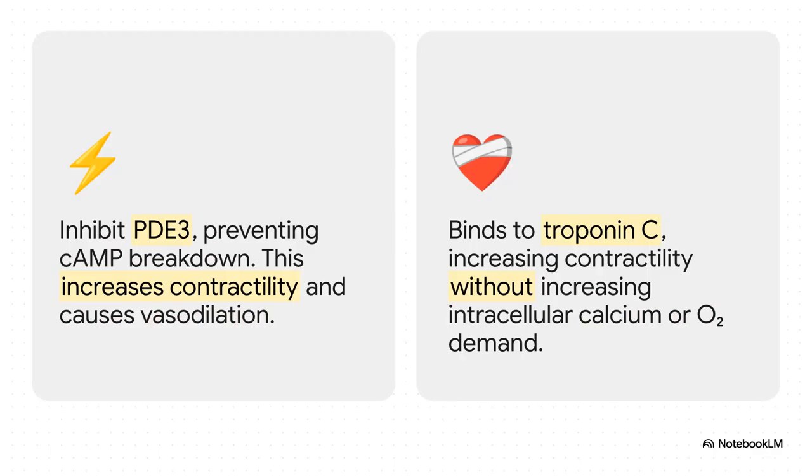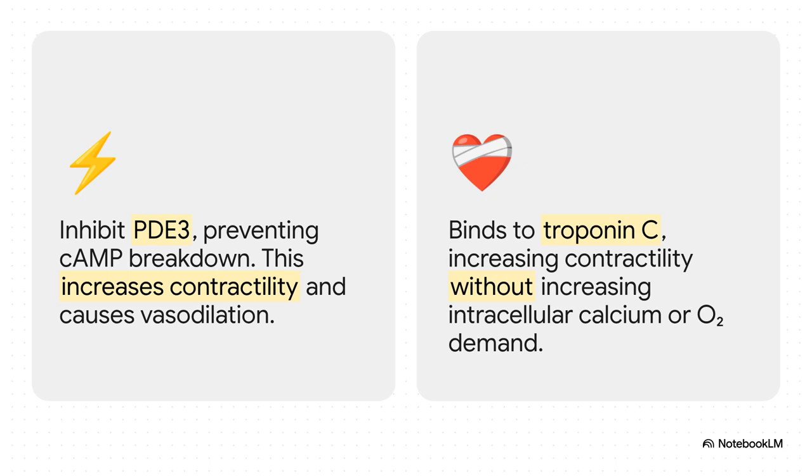So what if you want the heart to pump harder, but you also want to relax the blood vessels at the same time? Well, that's where inodilators come in. Milrinone works by blocking the PDE3 enzyme, which leads to a buildup of something called cyclic AMP, or cAMP. More cAMP means more contractility and more vasodilation.